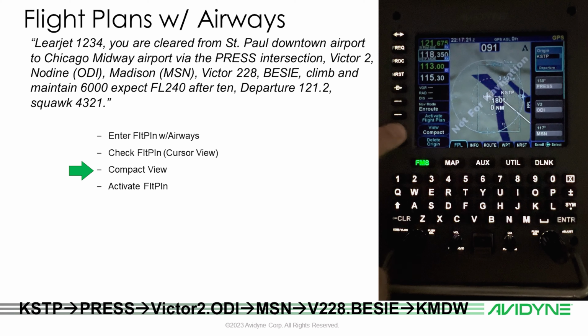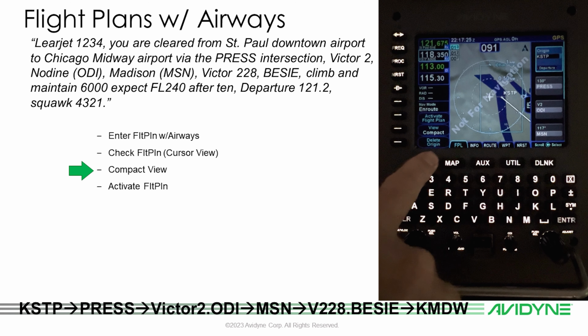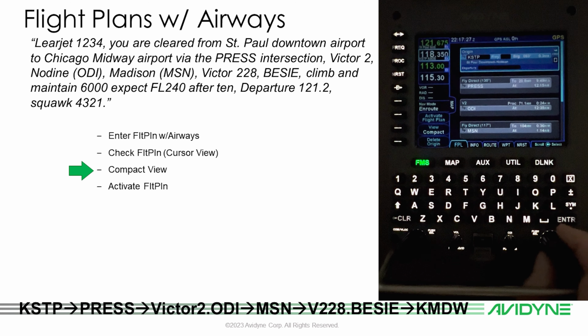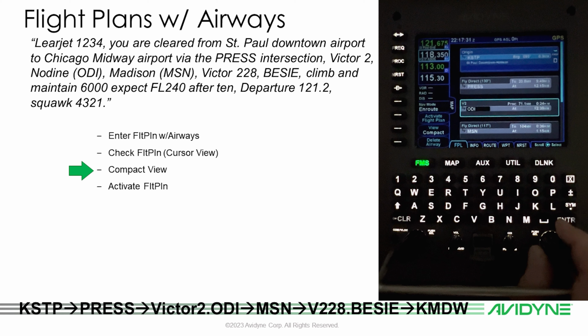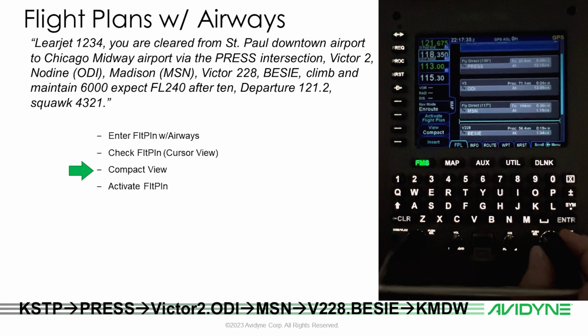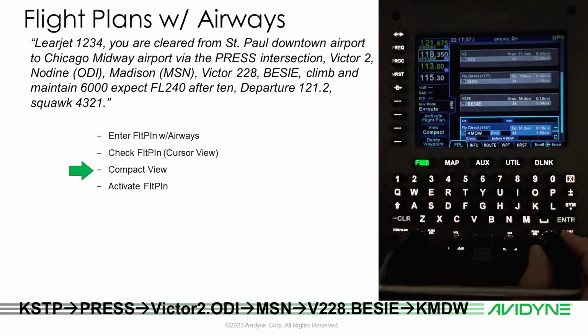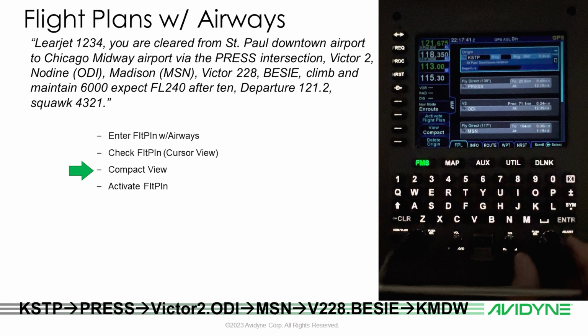Now let's switch line select key 2 to View Compact. We'll also push and hold the FMS page button so that we have the full flight plan in view as well. Note that in compact view, you can quickly scan the flight plan and read it back in clearance language just as it was received. Switch back to expanded view to see all the intermediate waypoints associated with each airway.